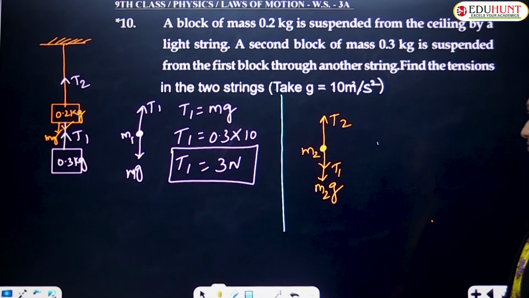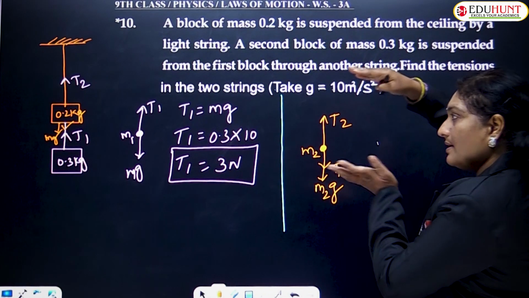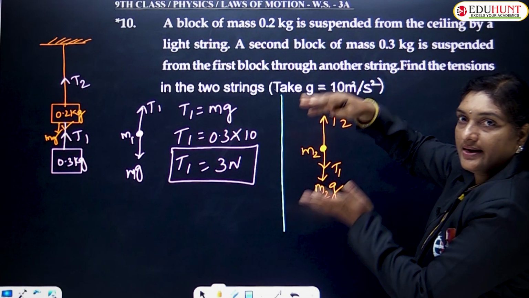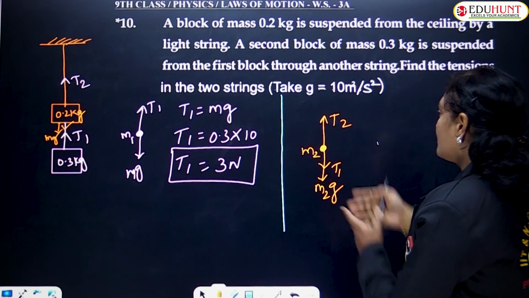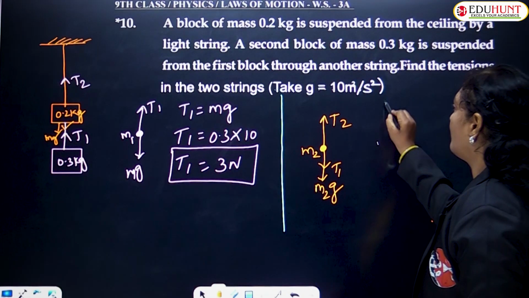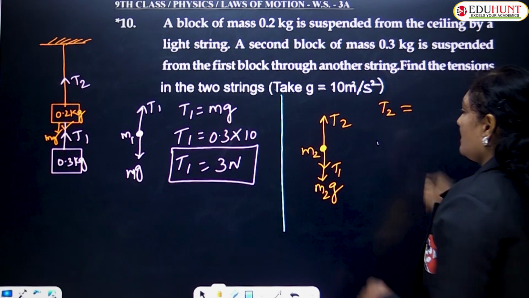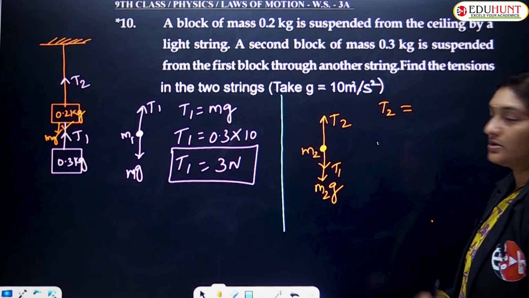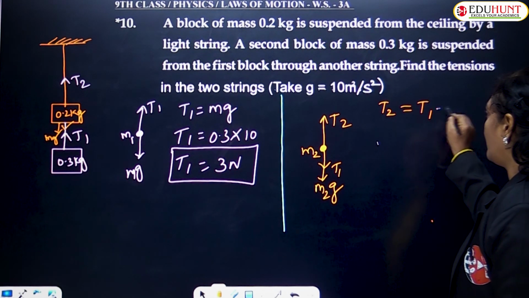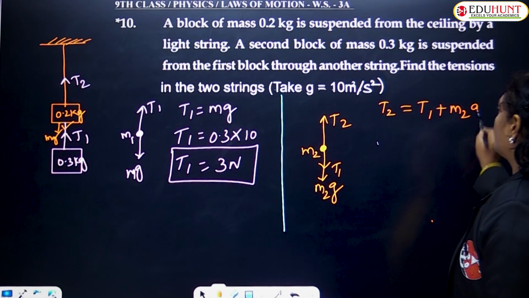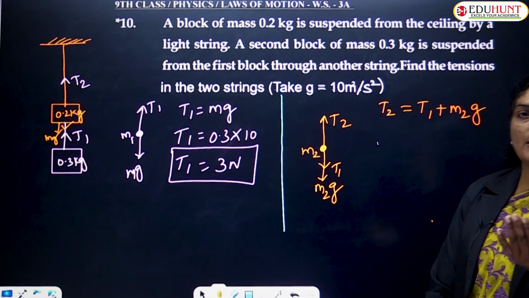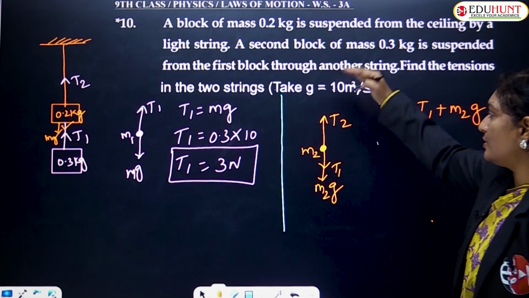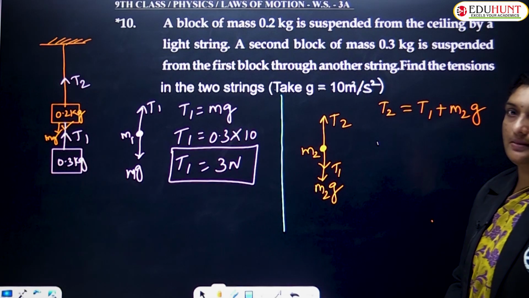So T1 is downwards. Now, as the string is simply suspended, not accelerating up or down, the upward force must be balanced by the downward force. So what is the upward force, children? T2 must be equal to the two downward forces: one is T1, the other is m2g. So T2 must be equal to T1 plus m2g. Is that clear? Upward force must be equal to downward force.